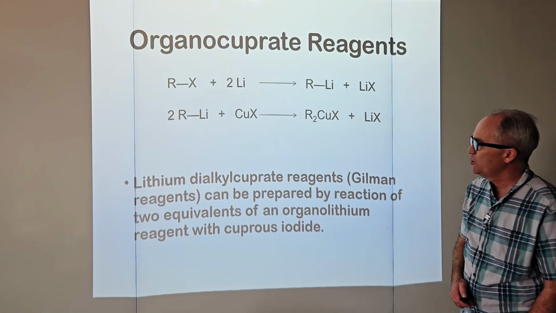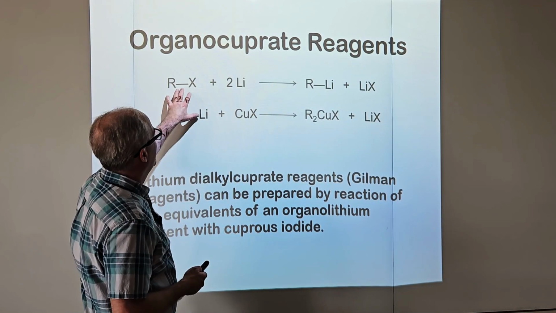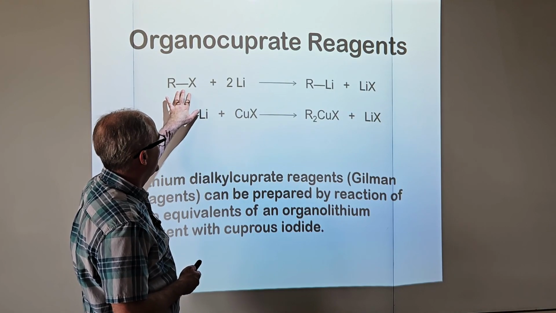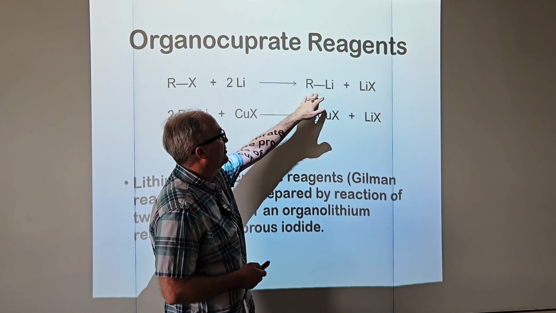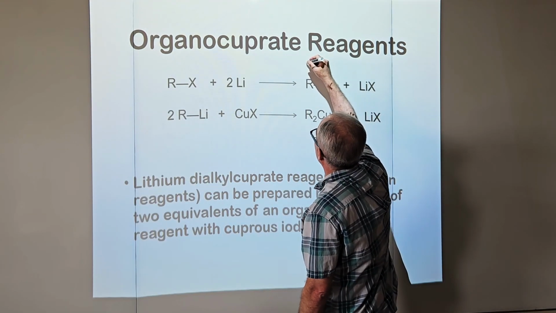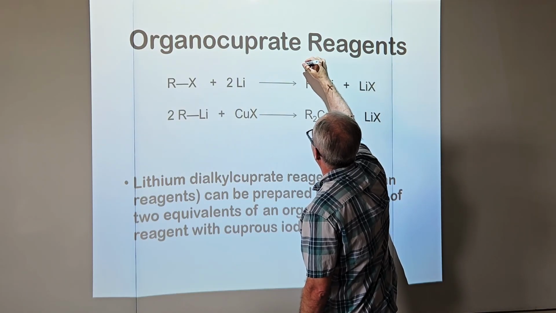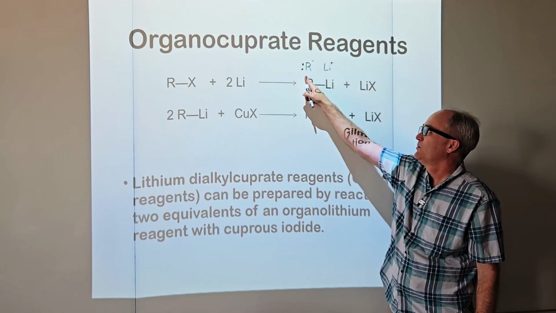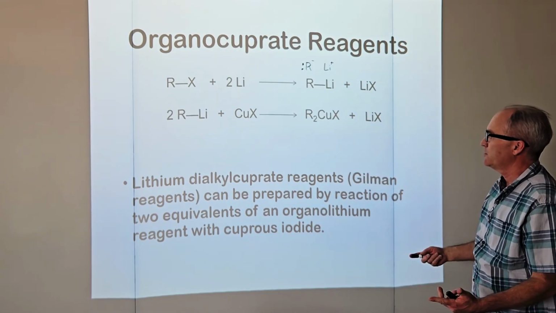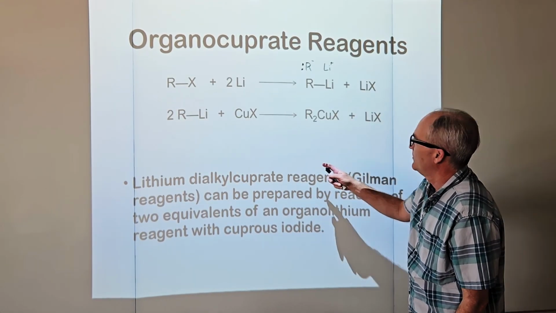So our organocuprate reagents, we've seen this before, where we have an alkyl halide, the basic building block of all organic chemistry, plus 2 lithiums, we get an organolithium compound. Of course, I get excited about this because I like to say, look at this here. Here's the most powerful base known to mankind. Carbon with a lone pair of electrons and negative charge. How do I know that? Because an alkane is the weakest acid known to mankind.